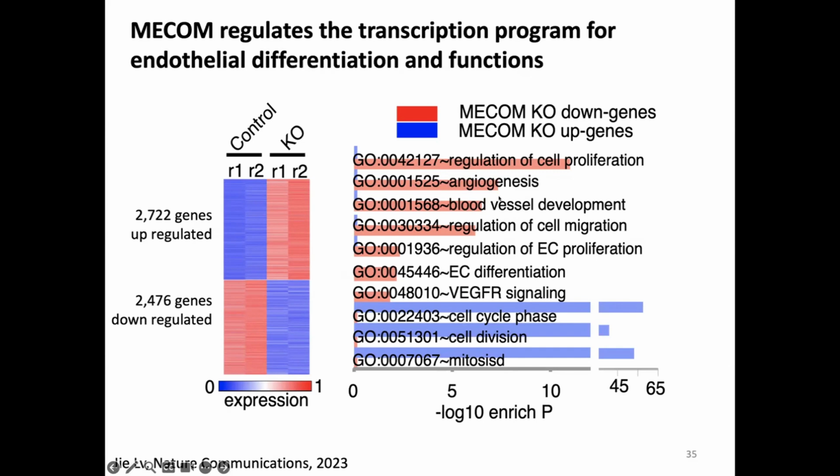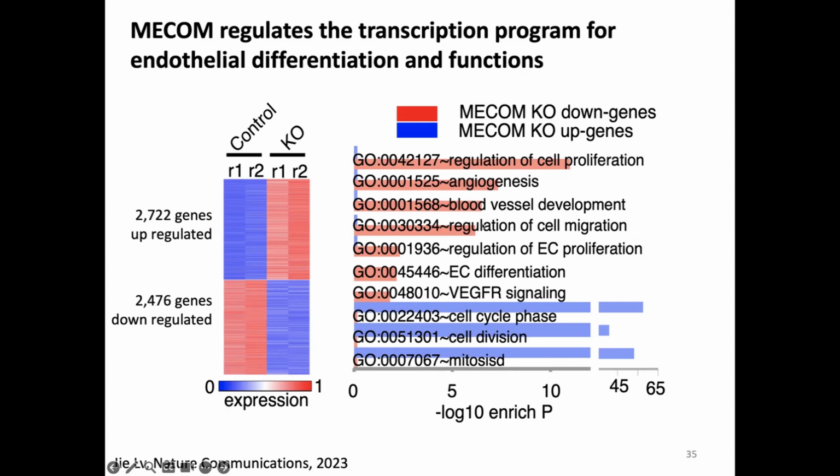downregulated by the knockout of MECON, they are highly enriched in those endothelial cell identity related pathways, such as the endothelial differentiation pathway here, and also the VEGF signaling pathway, which is the vascular endothelial growth factor signaling pathway. Those pathways are directly associated with endothelial differentiation because VEGF is always used to induce endothelial differentiation. Also, there are other pathways such as the angiogenesis pathway, which is the blood vessel development pathway.